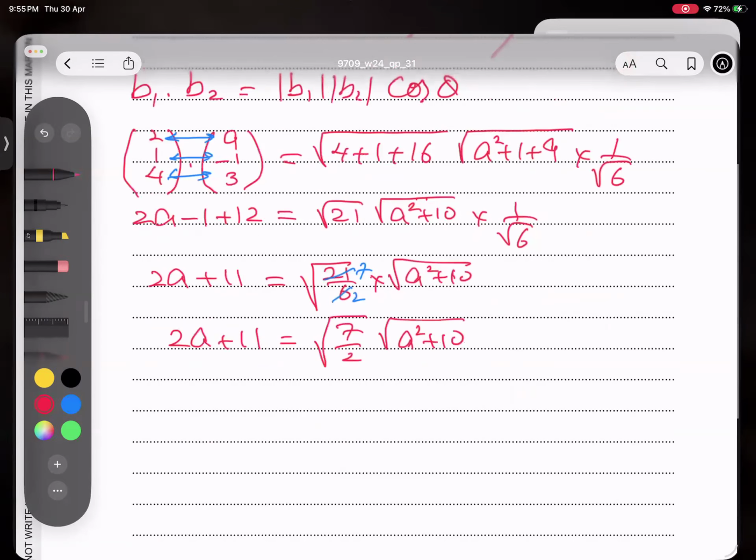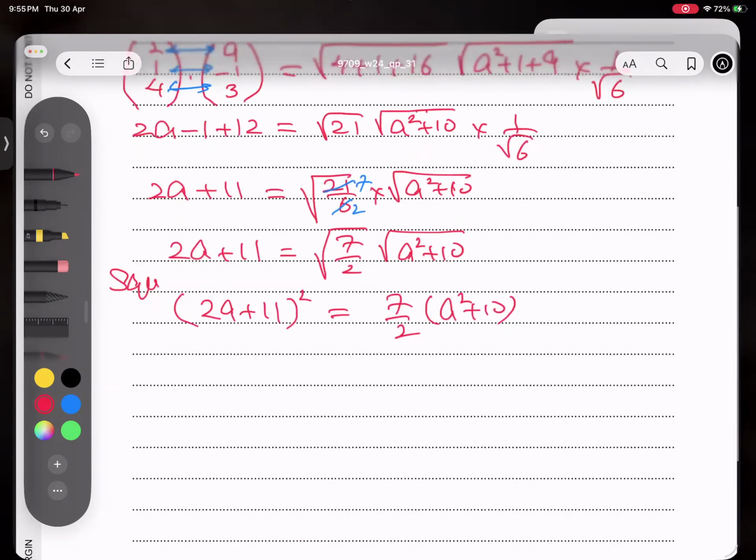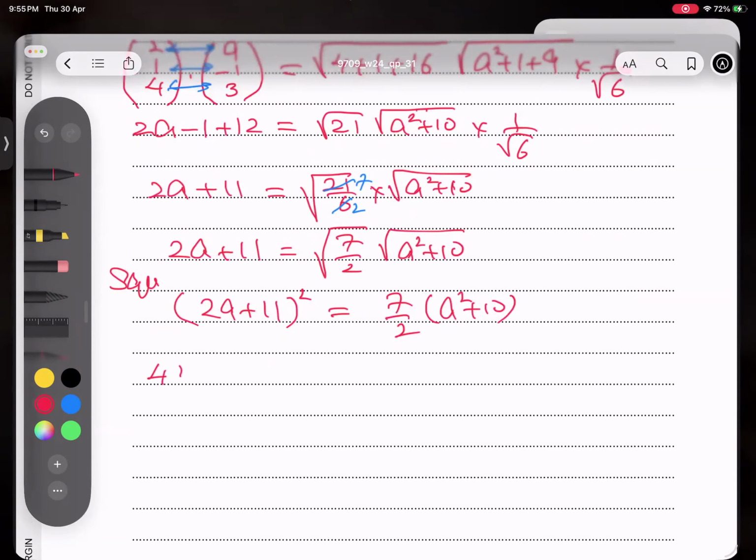I can do one thing: squaring both sides. When I square the left side, I will get this kind of value. And squaring the right side, the 7 over 2 root cancels, and here also the root cancels. So here, the squaring identity: first term squared plus 2 times first term times second term plus second term squared. Okay, look, I show it first step by step. And 7 over 2 times a squared plus 10.